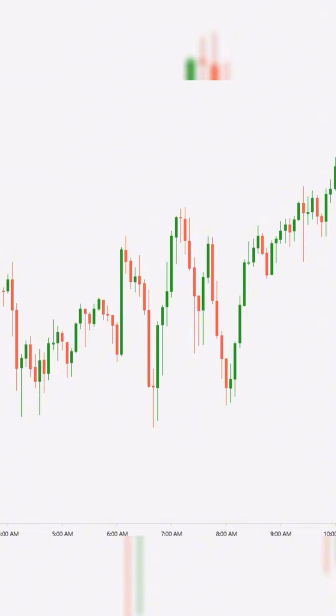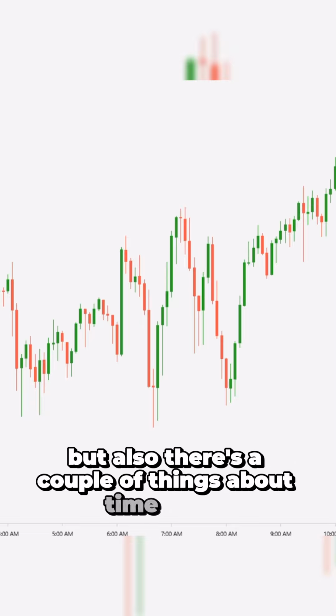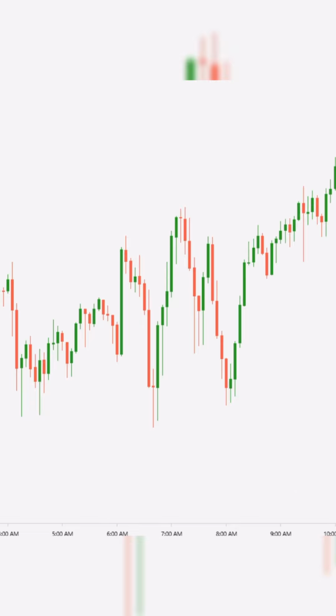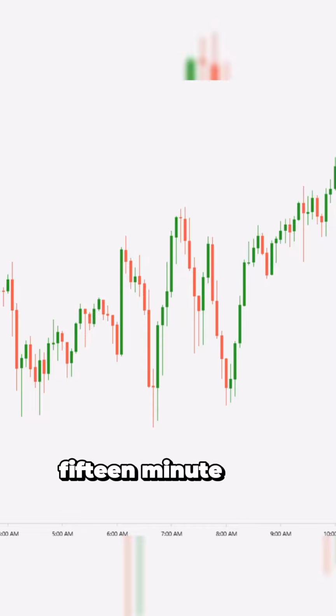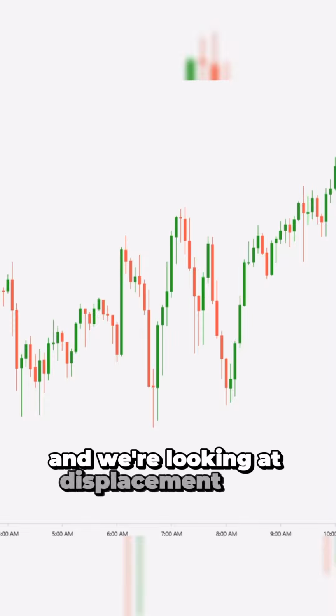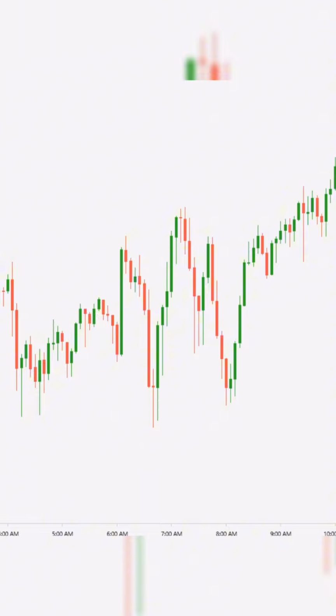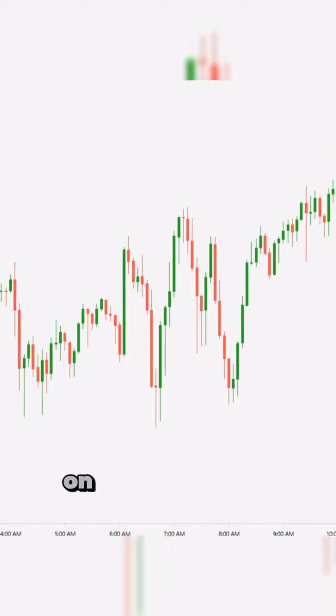So the question is about this chart, but also there's a couple of things about time frame. And so whether or not to do the really low 1 minute, 2 minute, 3 minute time frames, 5 minute, 15 minute, 1 hour, what are we looking for when we're looking to get into a trade and we're looking at displacement and everything like that? And so my answer is I primarily operate on the 5 minute.